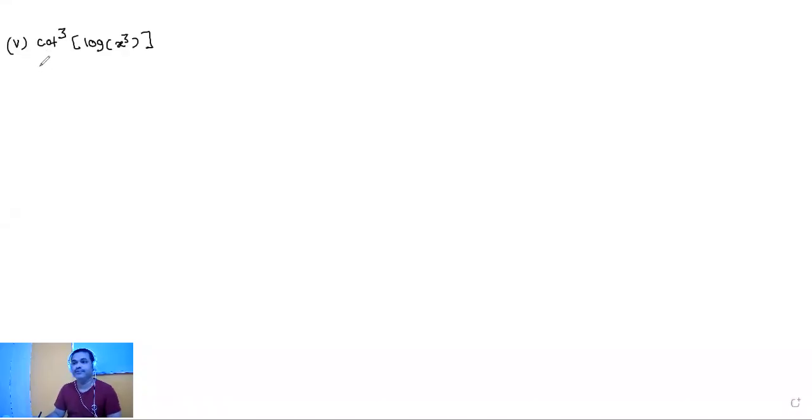Sum number 5 is cot cube log of x cube. विद्यार्थी, 1.1 question 2 के फिफ्थ क्वेश्चन में आप सभी का स्वागत है, and question number 5 is cot cube log of x cube.